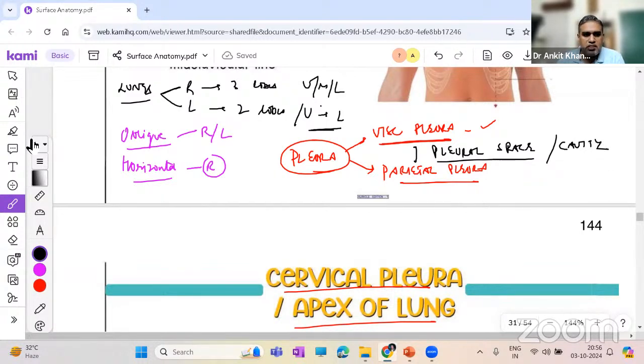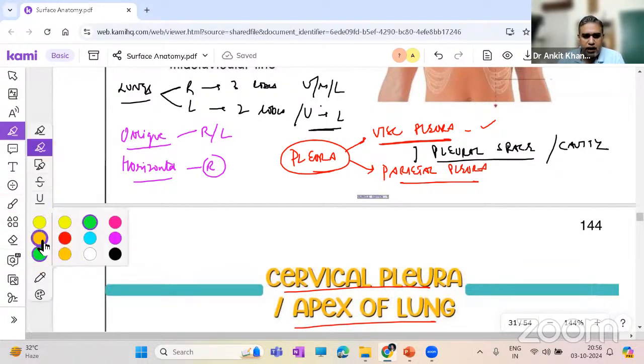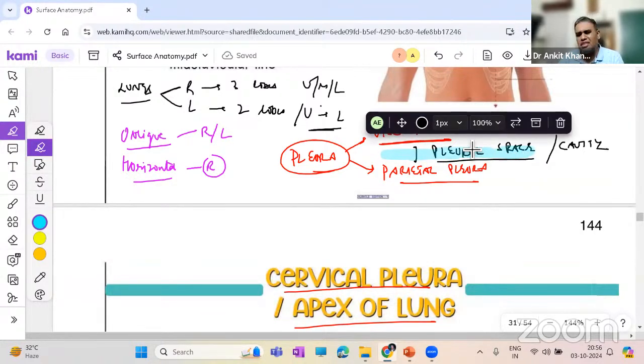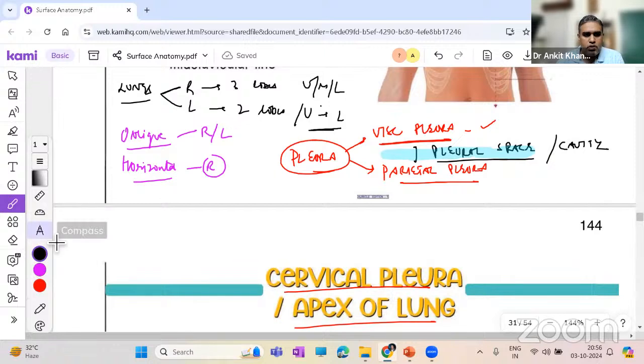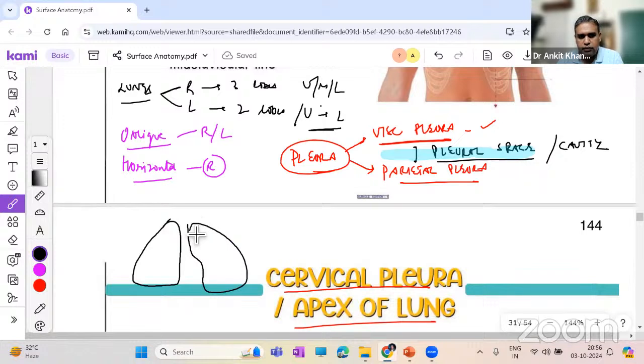Therefore, if fluid starts to accumulate over here, we call it pleural effusion, or we give different names: pneumothorax for air, hemothorax, hydrothorax, like that. So in a nutshell, suppose this is the right lung and this is the left lung. Now, this purple color is the visceral pleura. What is this? This is the visceral pleura which is covering the lungs. Is it fine?